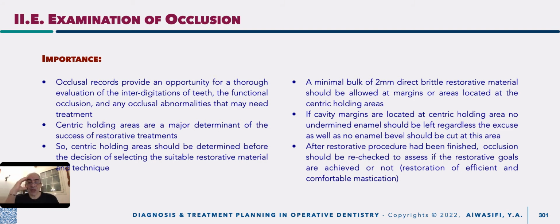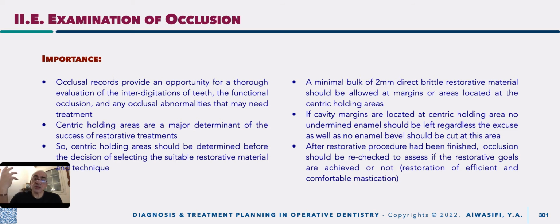Let us say that we have a direct restorative material which is brittle, then that translates into, you need at least 2 millimeters bulk thickness in areas of stress concentration, which are the centric holding areas. That's why you should determine the centric holding areas before you start.